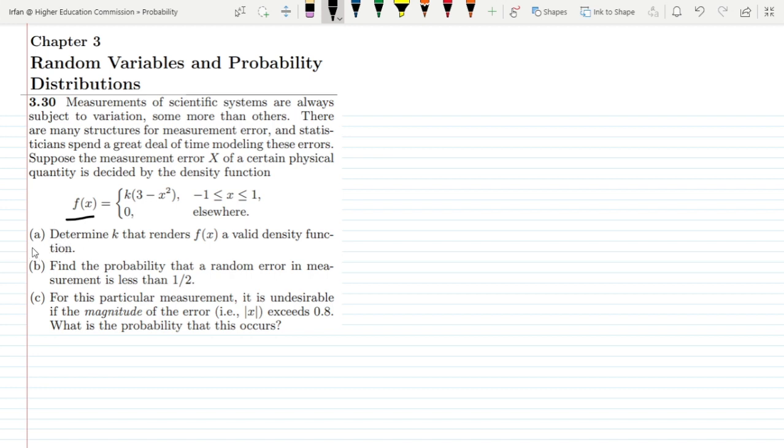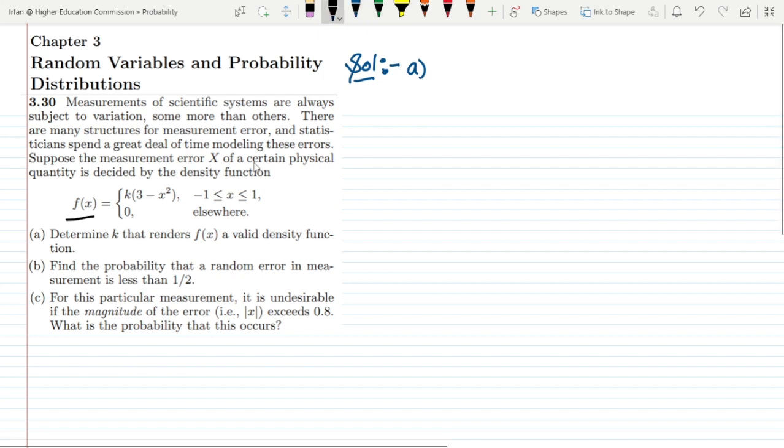So what are the options we have here? In part A, we have to determine k that renders f of x a valid density function. So in order to do so, let me solve it here. This is part A.